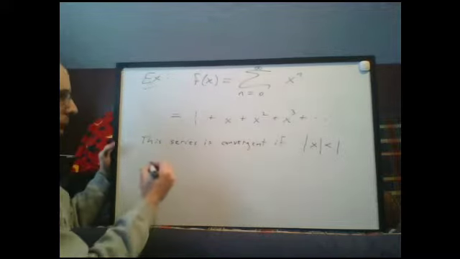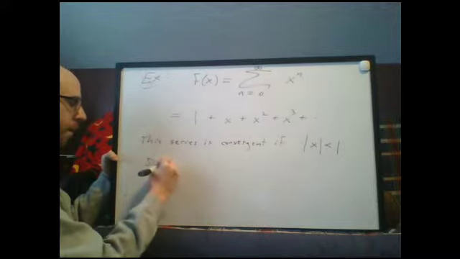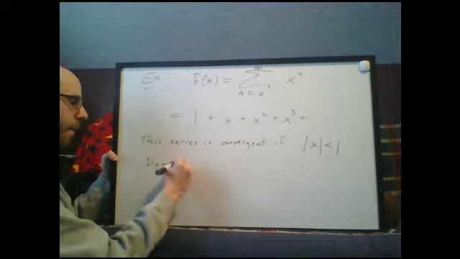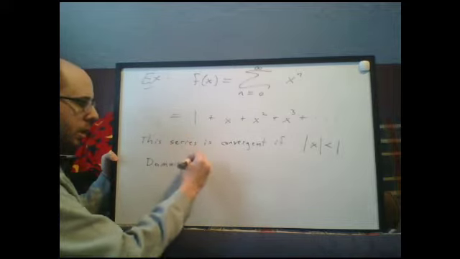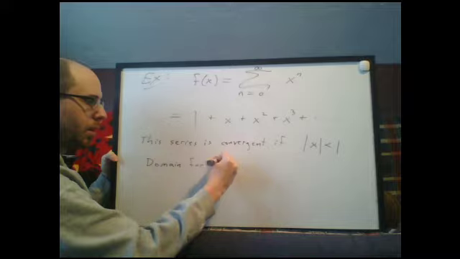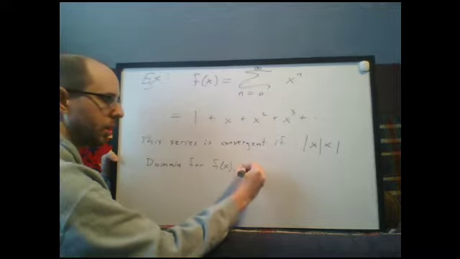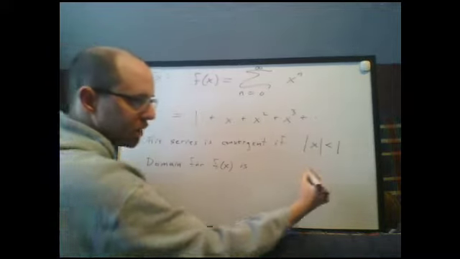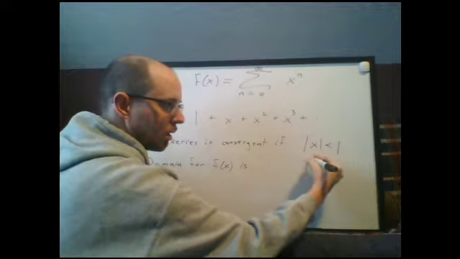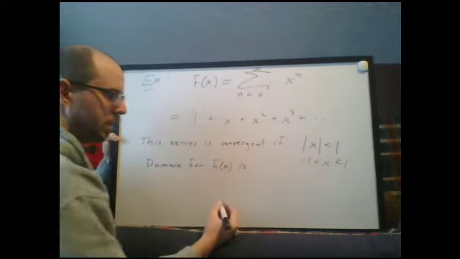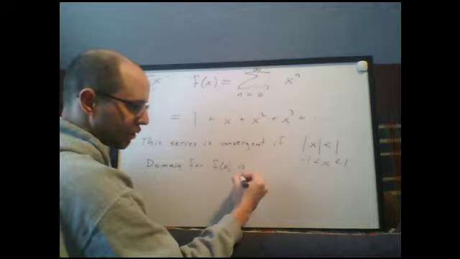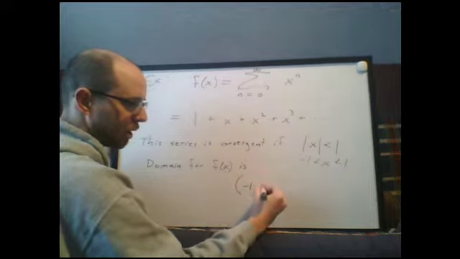Okay, so the domain for this function is the interval. Well, absolute value of x less than 1 means x is between -1 and +1. So my domain would be the interval -1 to +1.